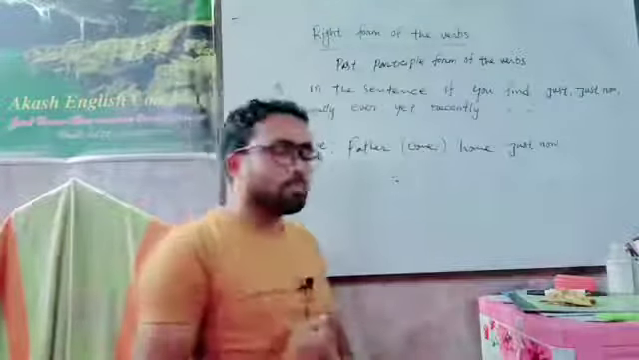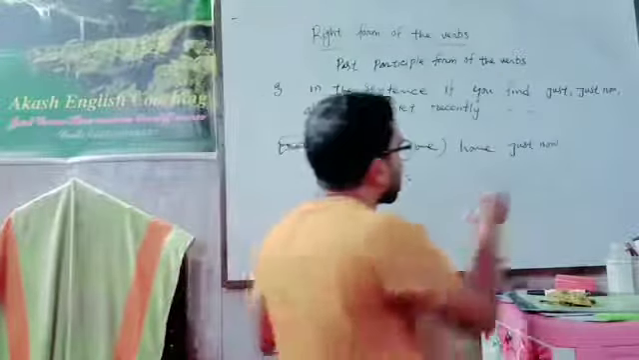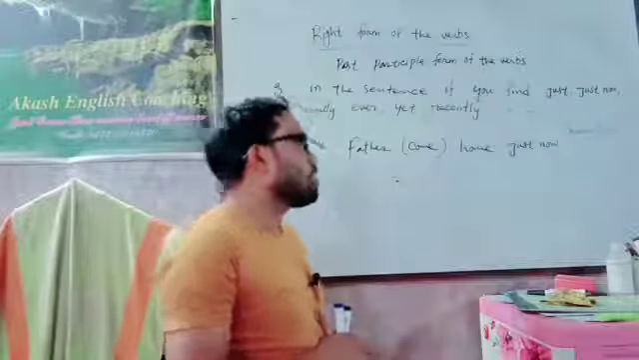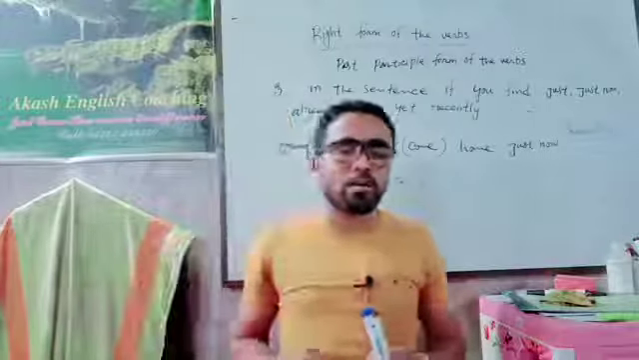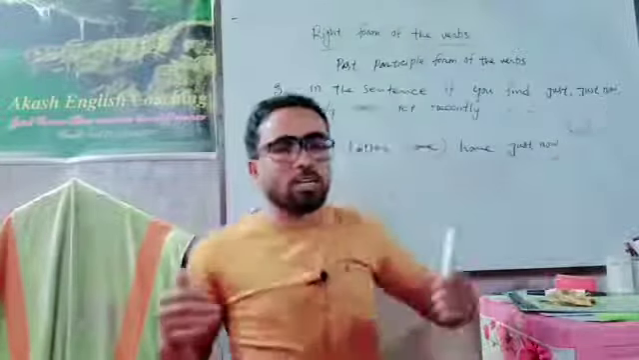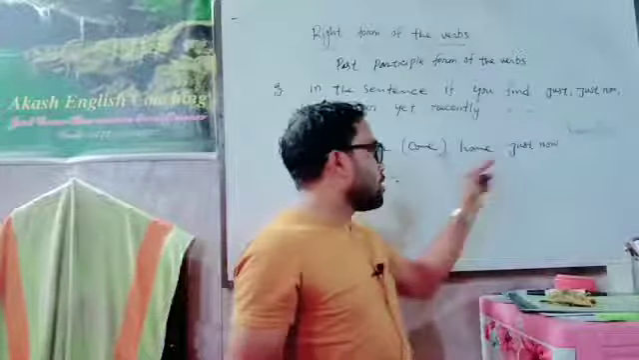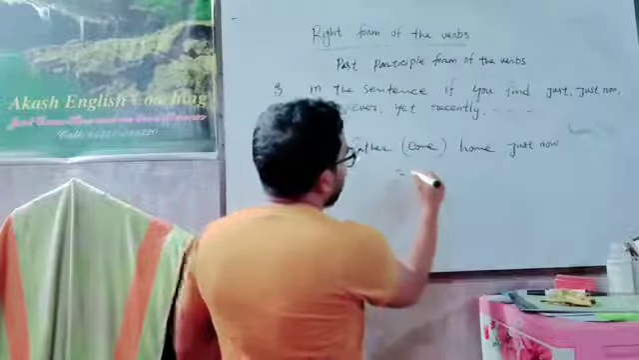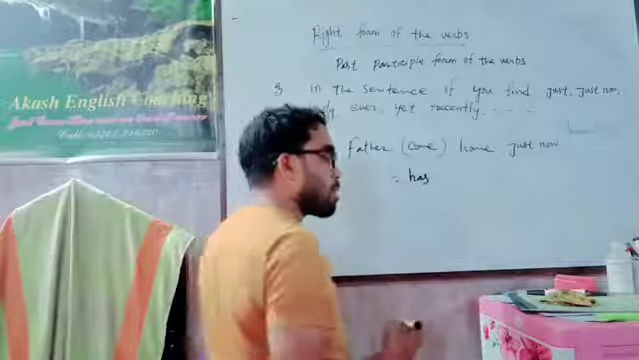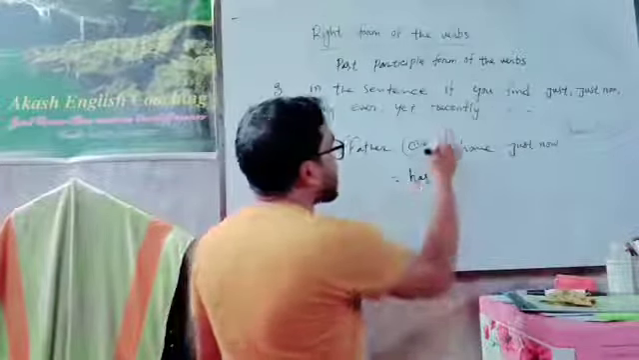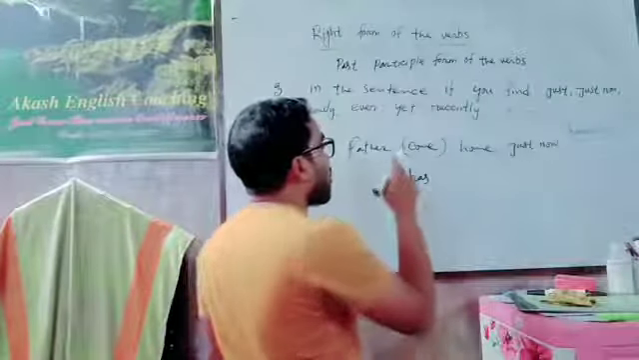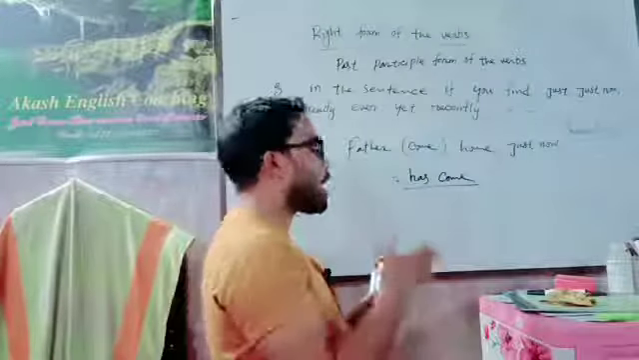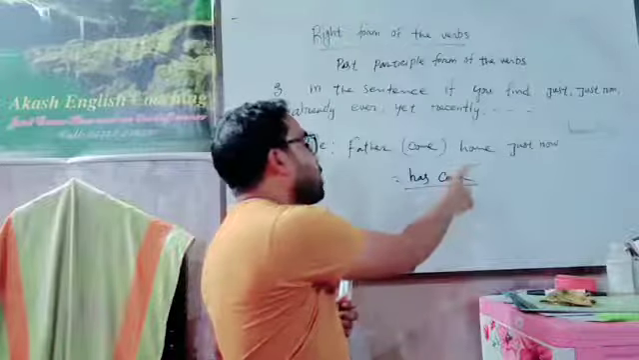Father is the subject here. After the subject, according to present perfect tense, we must use have or has according to the subject. If you find a third person singular subject, you must use has. If you find first person, second person, or third person plural, we must use have, according to subject-verb agreement. Father is third person singular, so we use has, and then the past participle form of the main verb. The past participle form of come is come: come, came, come. So after has, we use the past participle form of the main verb.